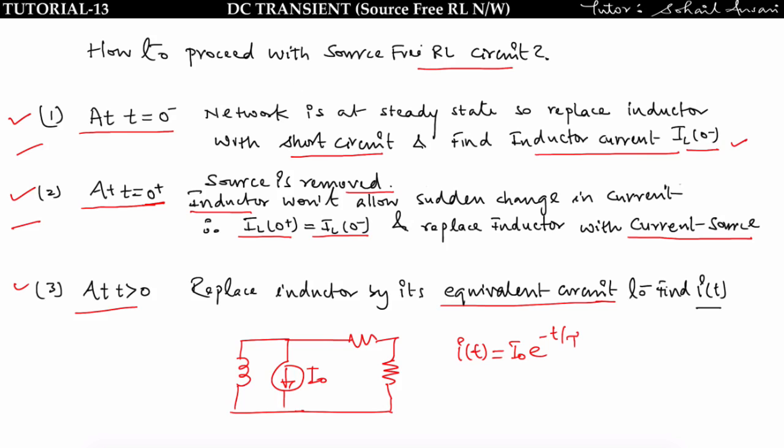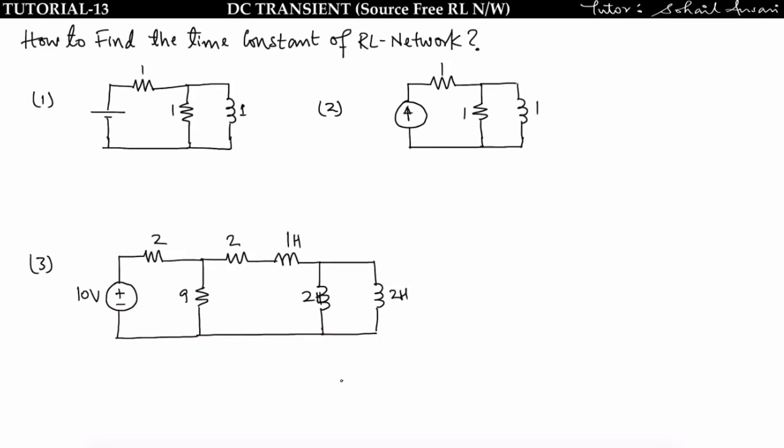Got it? Before going to the numerical part, first I will discuss how to find the time constant of an RL network. For finding the time constant, first I have to short circuit the voltage source and open circuit the current source. After that we will find the point at which the resistor and inductor are separable, like this point.